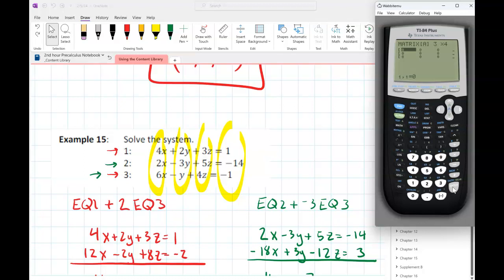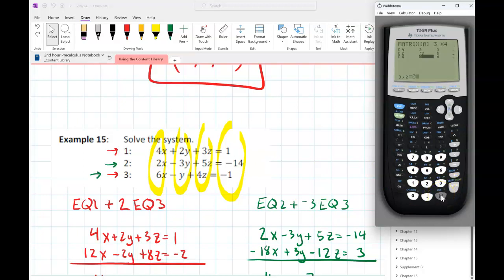Now what I'm going to do is type in the numbers in my equation without respect to the variable. So I'm going to have 4, and then press enter. 2, and then press enter. 3, press enter. 1, press enter. That's my first row. Then I'll do 2, enter. -3, got to make sure I'm taking those minus signs with me. Enter. 5, enter. -14, enter. And then 6, enter.